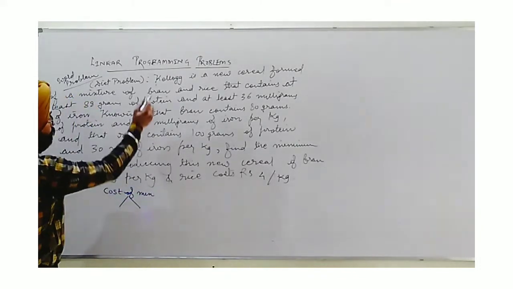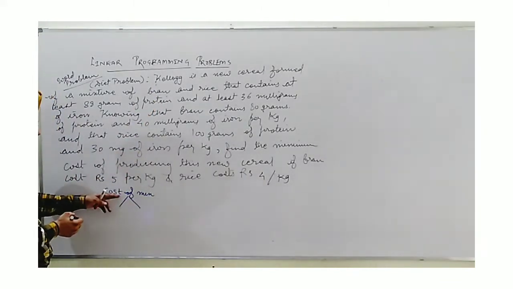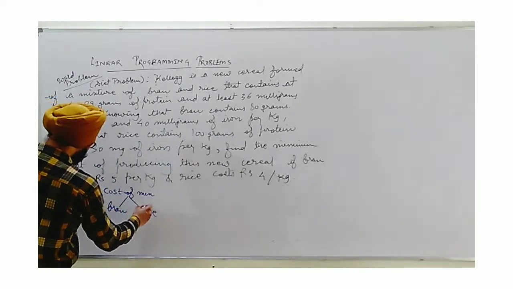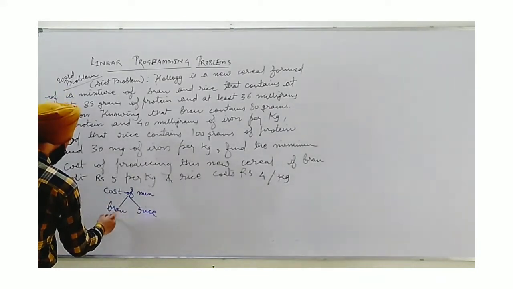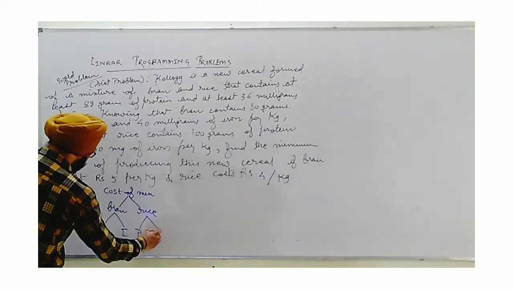This cost depends on two parts. Not directly its cost is given. This depends on two parts, bran and rice. This is the tree diagram. As I said, bran and rice both contain their ingredients also. It's given that protein and iron. Here we are given about protein and iron. So they are divided as protein and iron both.